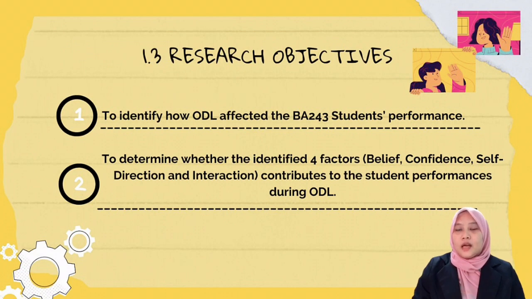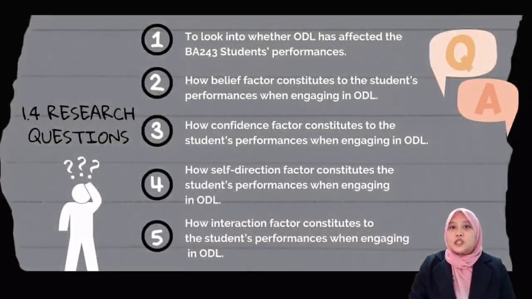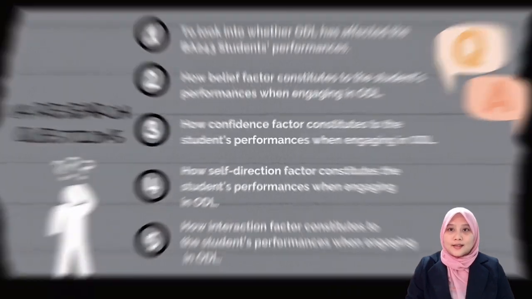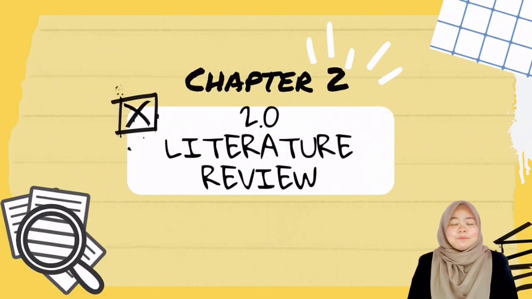Firstly, to identify how ODL affects BA243 student performance. Number 2, to determine whether these 4 elements contribute to student performance during ODL. Next, for the research questions, we have listed 5 questions. For example, how does the belief factor contribute to student performance when engaging in ODL? We move to Chapter 2, which is the literature review.